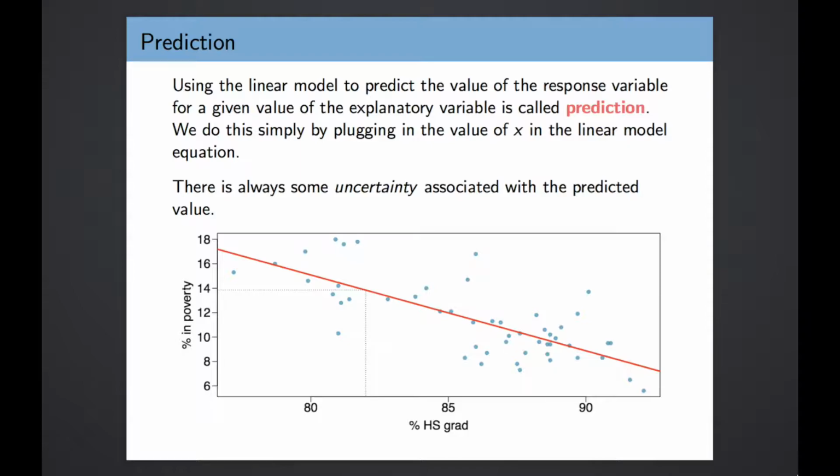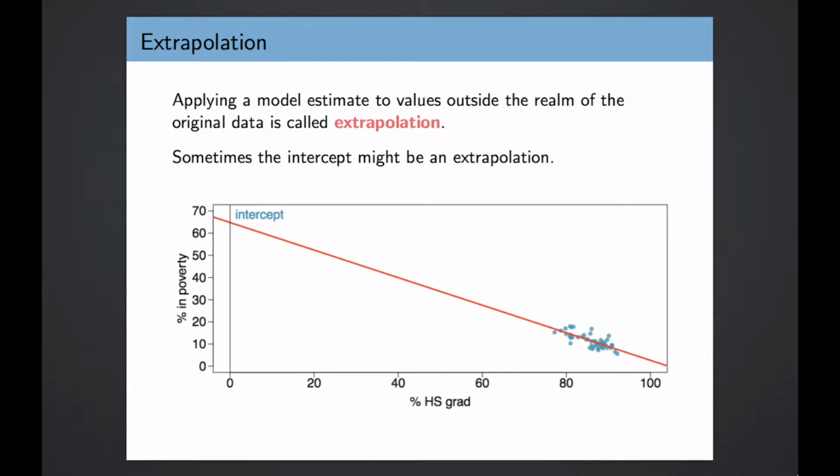There's always some uncertainty associated with the predicted value, but it does give us our best guess based on the linear model equation that we found. If, when we do this, we plug in a value of the independent variable that doesn't occur in our data, that's much higher or much lower than the data that we have in our data set, then what we're doing is called extrapolation. So we are plugging in a value for x that we don't actually observe.